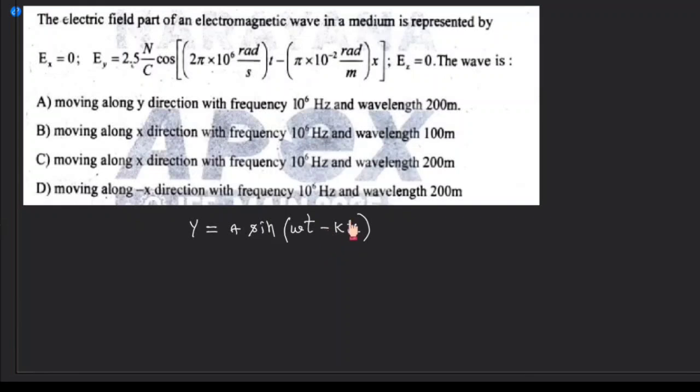If there is a negative here, what is the meaning of it? If there is a negative, that is moving along positive x, right. And what is in the place of omega here?